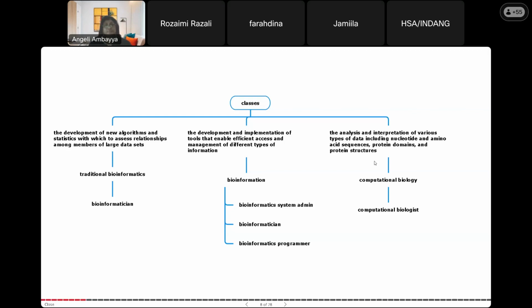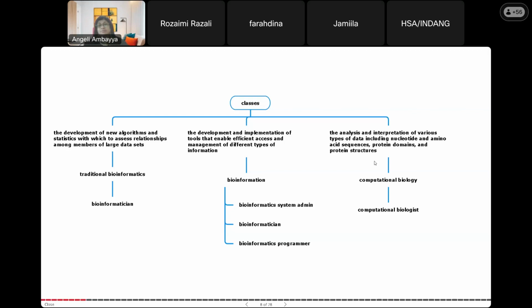Then the second class is those people who develop and implement tools by the first class, okay, in order to enable efficient access and management of different types of information. This subdomain, I call it bioinformation. And the people who work within this class, they are known by various different names. They are called bioinformatics system admin, bioinformatic programmer, bioinformatic analyst, bioinformatician, and so on.